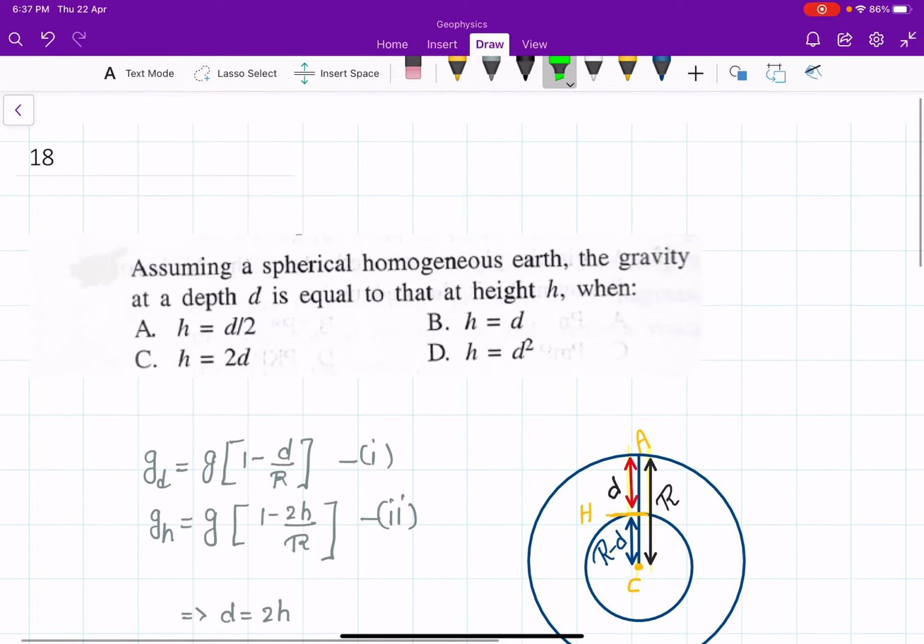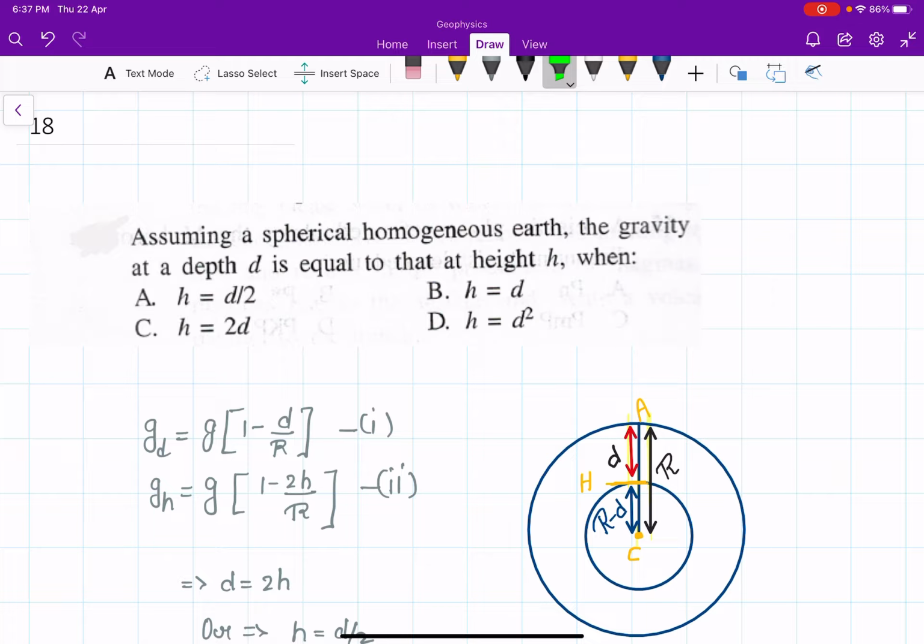Next is, assuming a spherical homogeneous earth, the gravity at a depth d is equal to that at height h. So we have to find the relation between d and h.